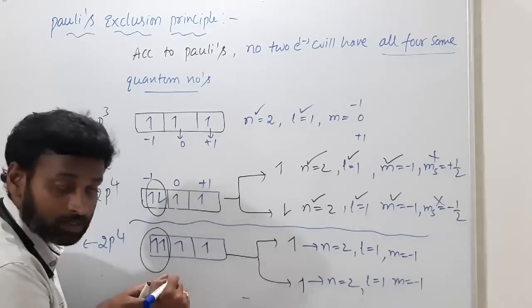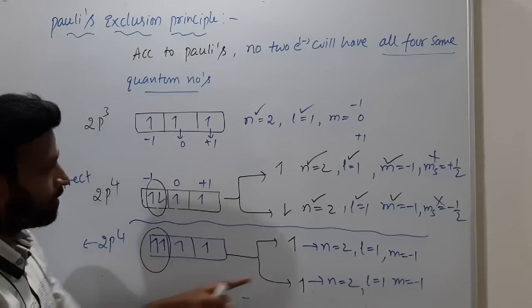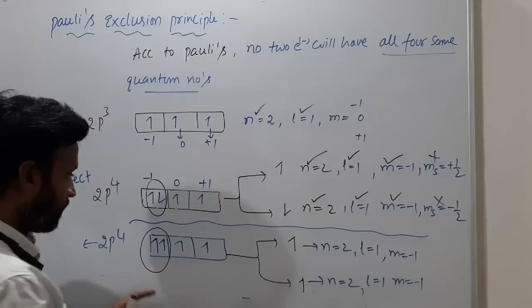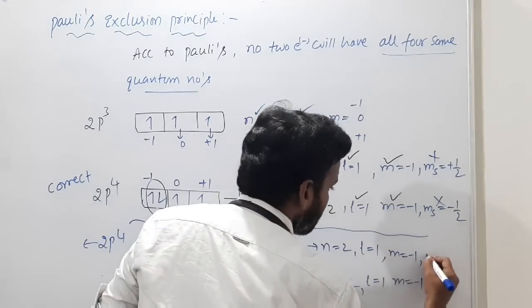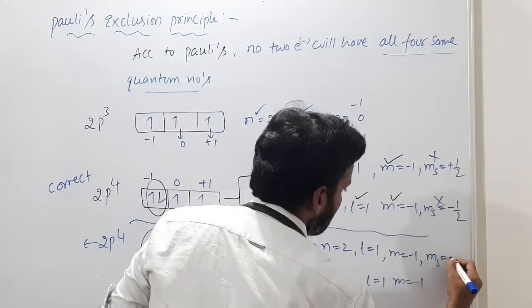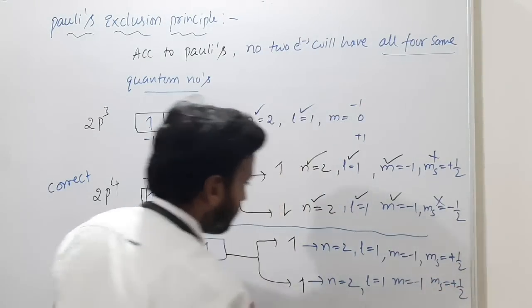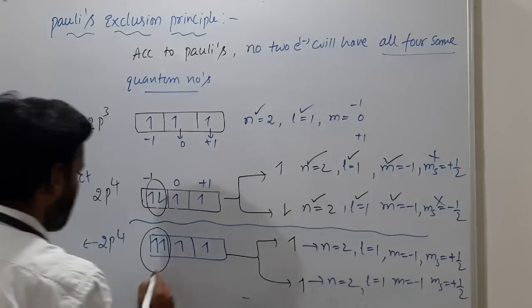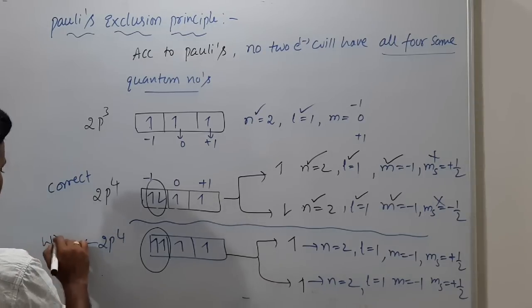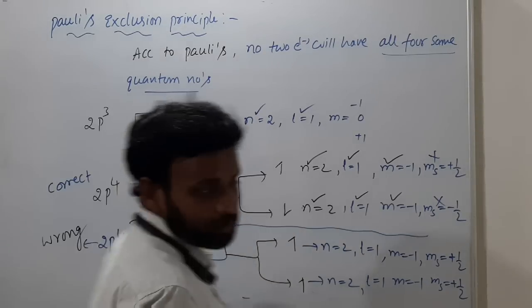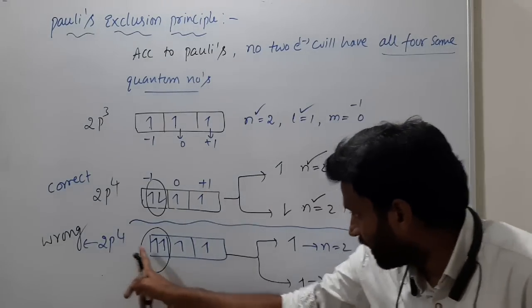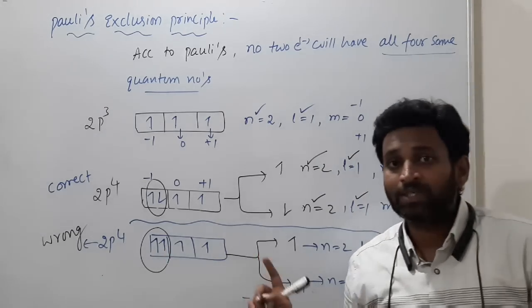Box means degenerate orbitals. Present in the same box means the same magnetic quantum number. Both are upward only. That means ms is plus half and here also ms is plus half. So all four became the same. So this kind of representation is wrong. This kind of 2p4 representation is wrong.